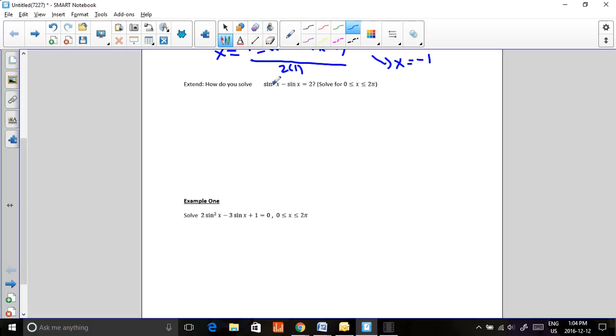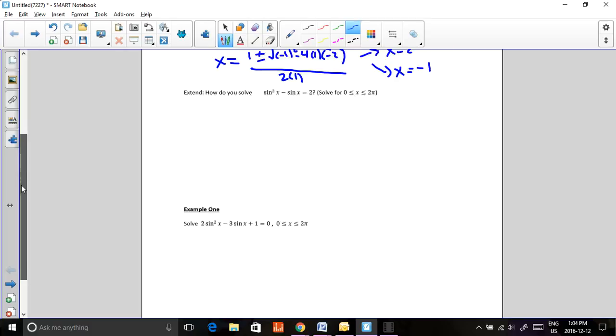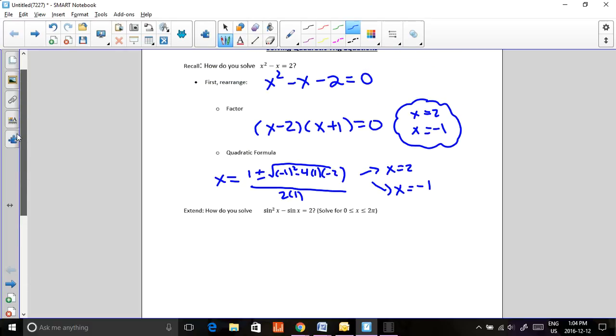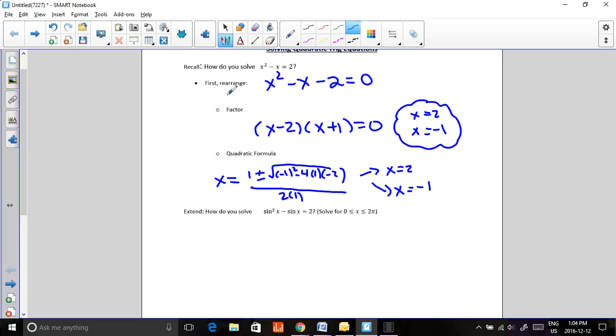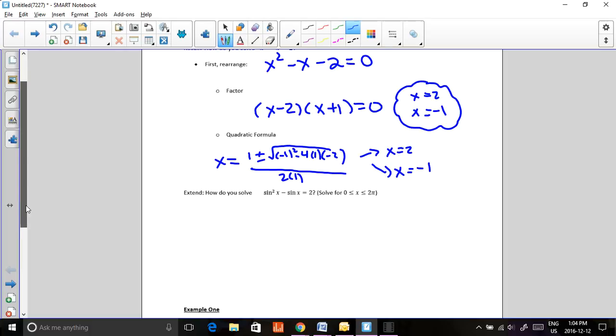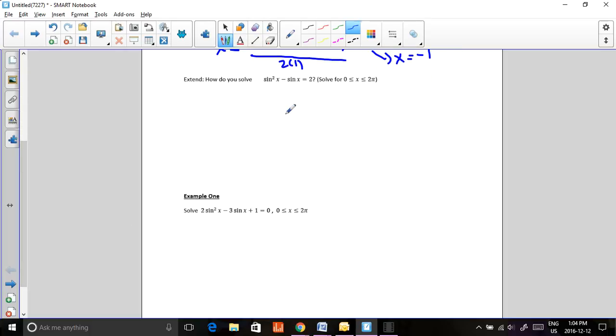So how do we solve sine squared x minus sine x equals 2? It's almost the same equation, just that instead of x's, we now have sine x's. The first thing we do, same as before, is move everything over to one side. So sine squared x minus sine x minus 2 equals 0. Now you can factor this.